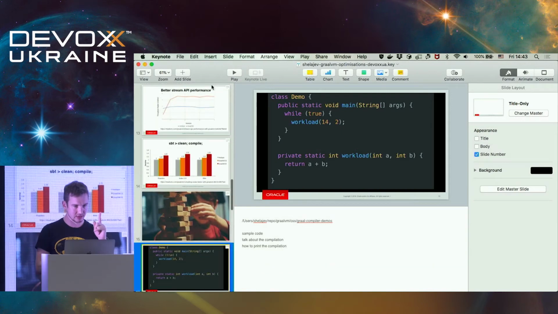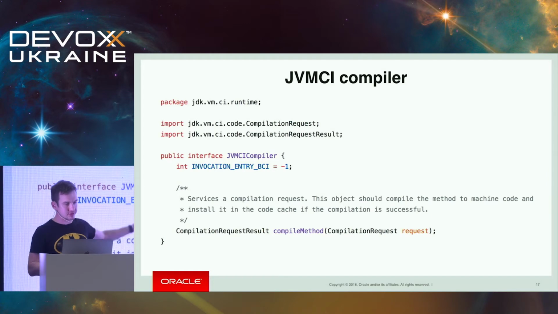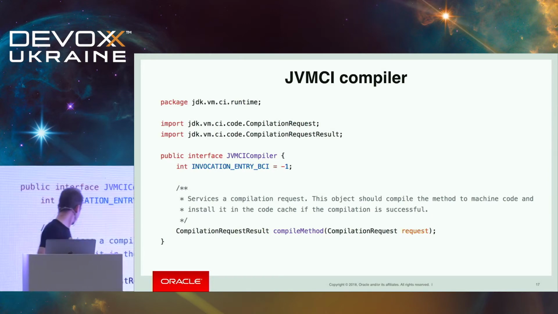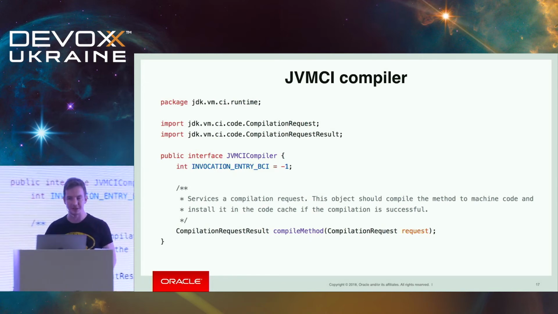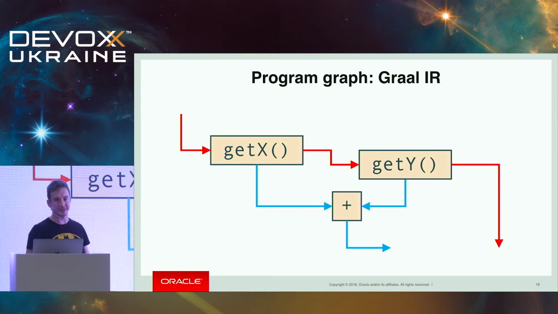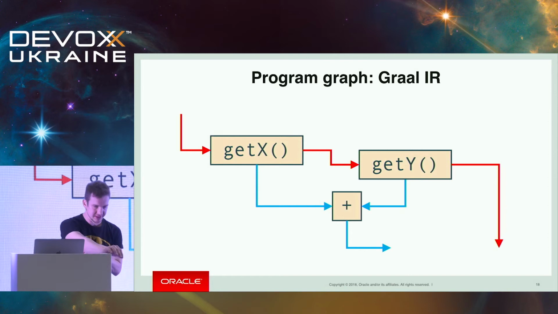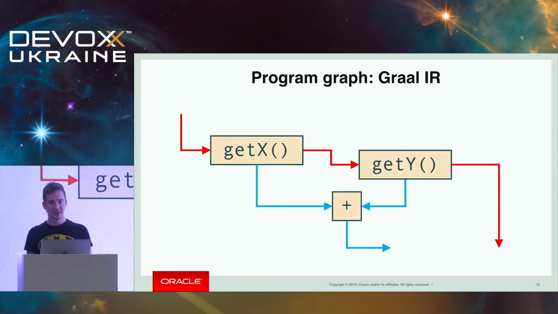So I'm going to show you a quick look at how it looks behind the scenes. The JVMCI compiler interface, which I talked about, is inside the JDK. It gets the compilation request and returns a result. You can think of this as a byte array in and a byte array out: it takes the bytecode and returns some machine code. Not exactly that, but approximately. Internally, the Graal compiler operates on an internal representation, which is a program dependency graph, kind of similar to the one C2 uses, but a little bit different.